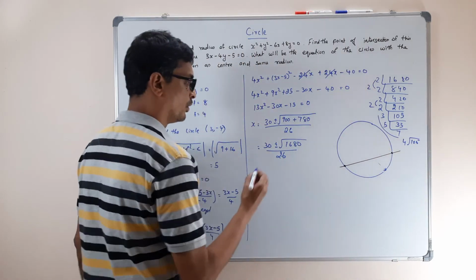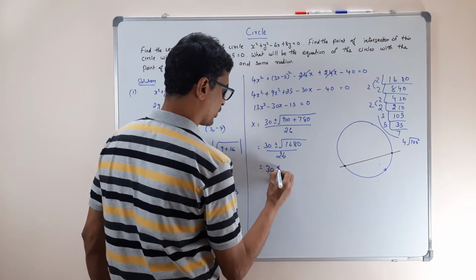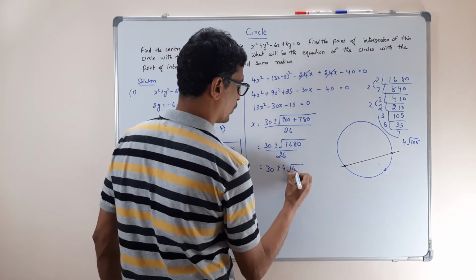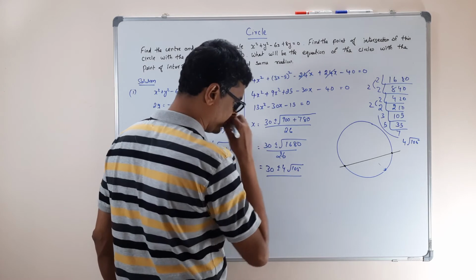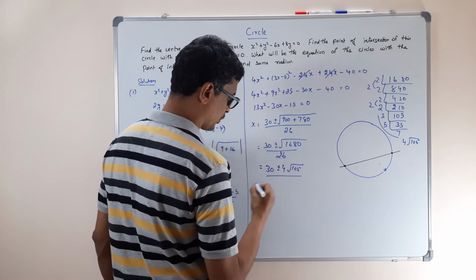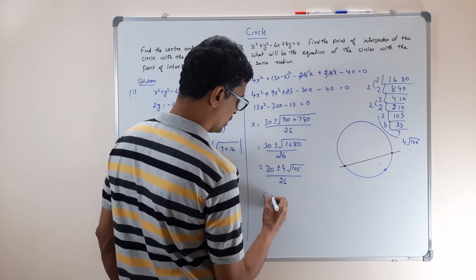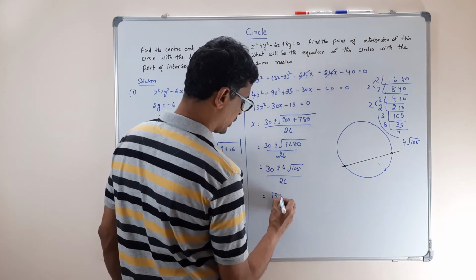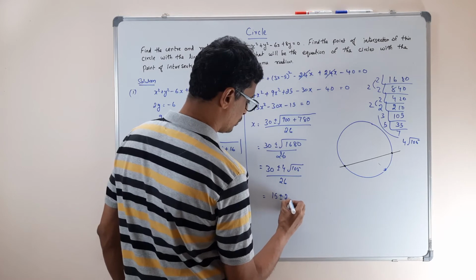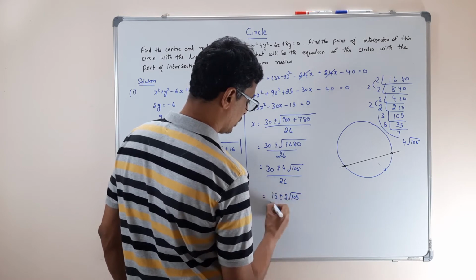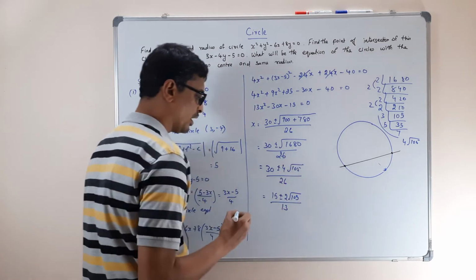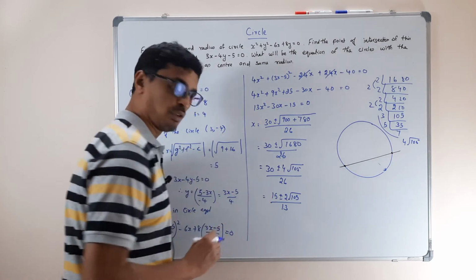So this will be 30 plus minus 4 into root of 105, divided by 26. This becomes 15 plus minus 2 root of 105 divided by 13. So now you have the two x values.